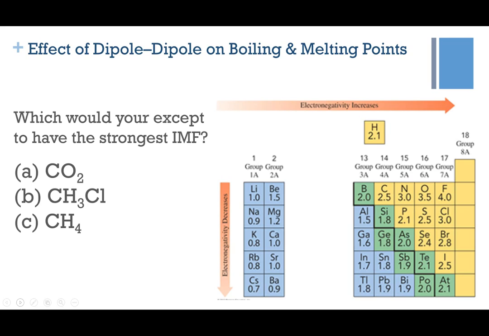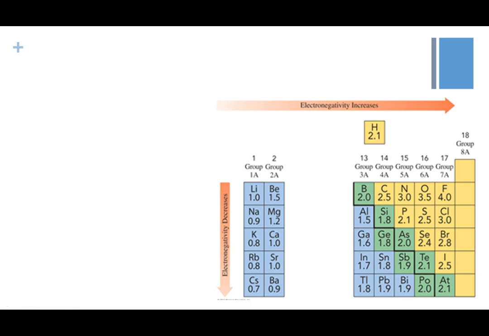All right, so first things first, we need to determine what types of intermolecular forces each of these molecules have. So I'm going to break down each molecule. The first one's going to be carbon dioxide. I'm going to draw the Lewis structure, determine if it's polar or nonpolar, and then decide what kind of intermolecular forces we have. So, carbon dioxide.